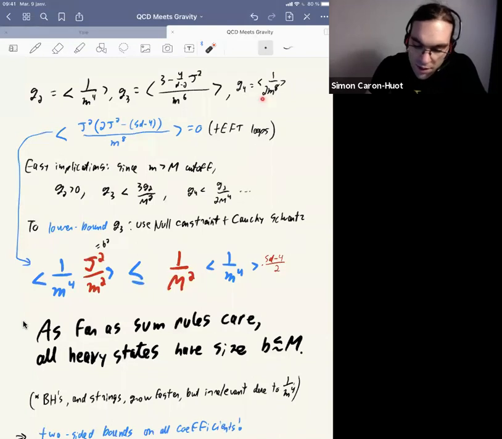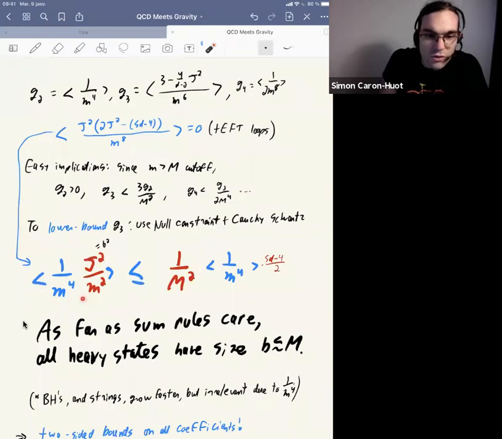However, by looking at the next order, this null constraint, roughly speaking, is going to prevent J square from being large, effectively. And you can show this using some Cauchy-Schwarz nonsense. I'm going to skip this. But after some manipulation, this implies this.